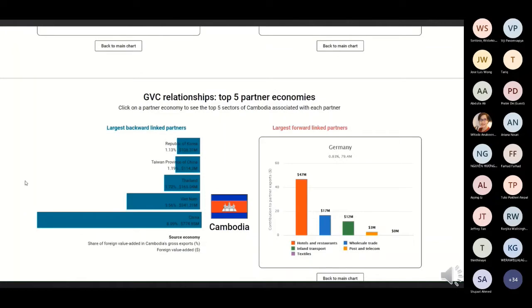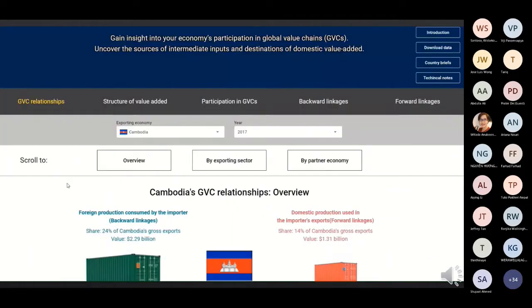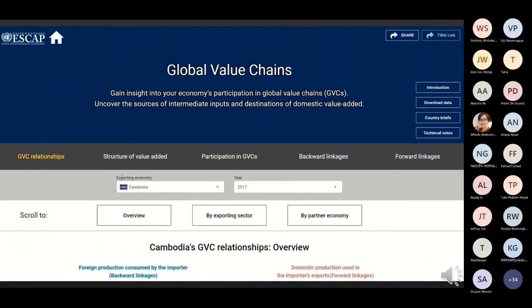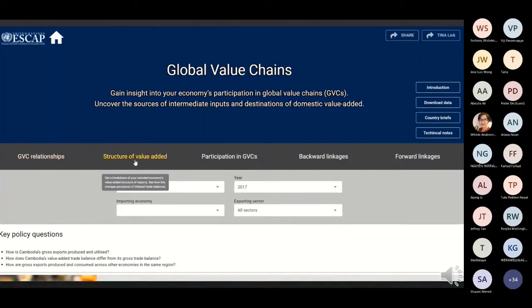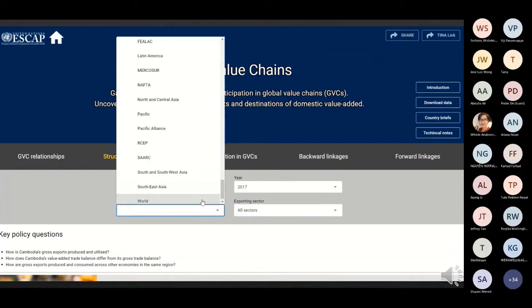You may want to know more about the GVC relationships. Let's drill down. Riva has four more sections for you to get deeper into value chain linkages. Here, the section on structure of value added tells about what is inside a country's exports. Let's look at what is inside Cambodia's total exports. Choose Cambodia as the exporter, world as importer, and all sectors combined.